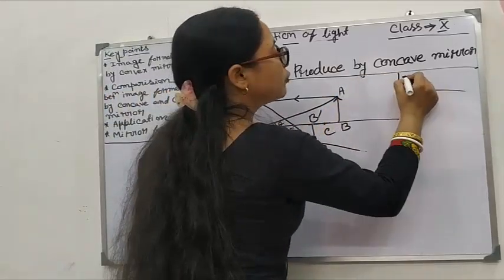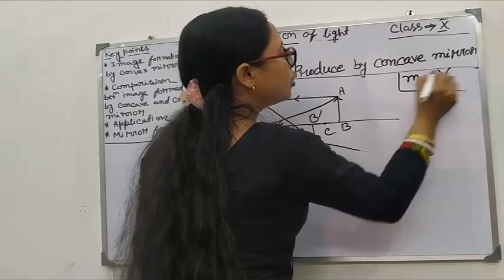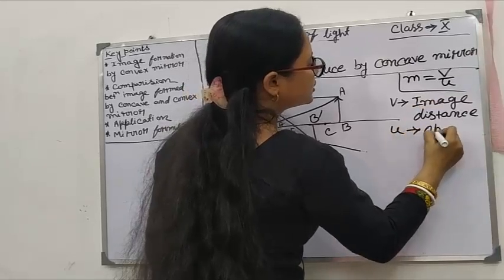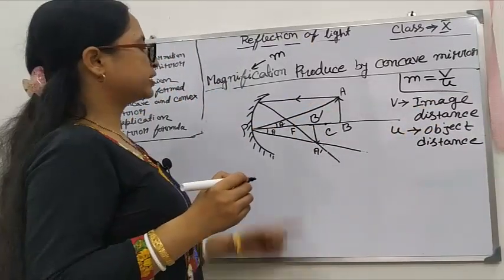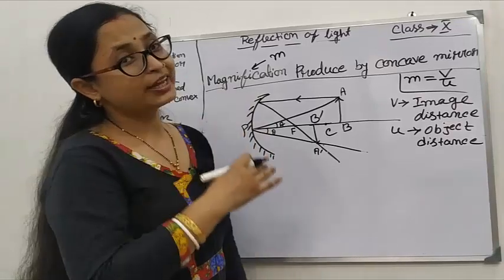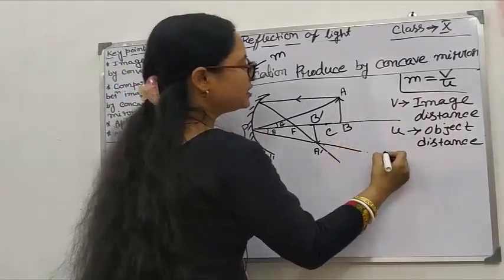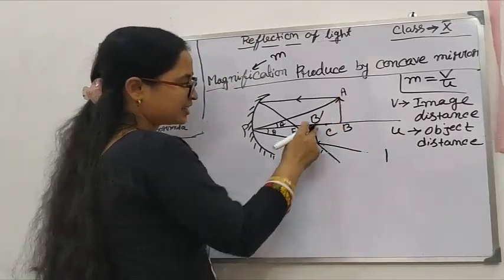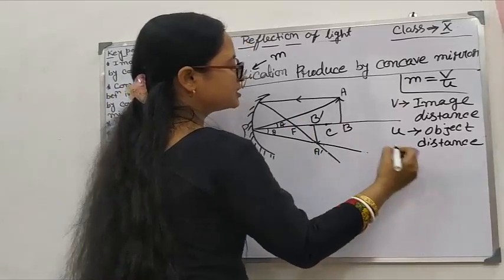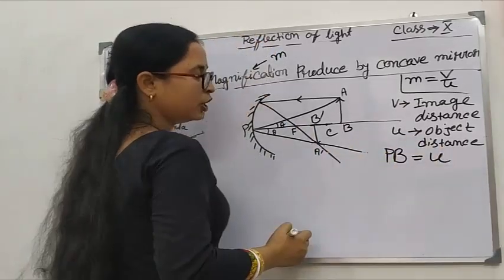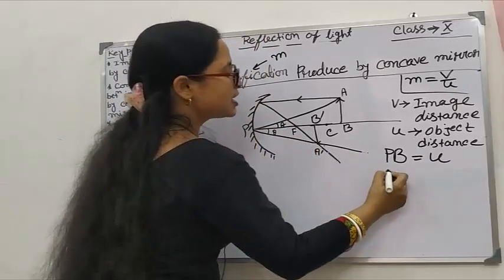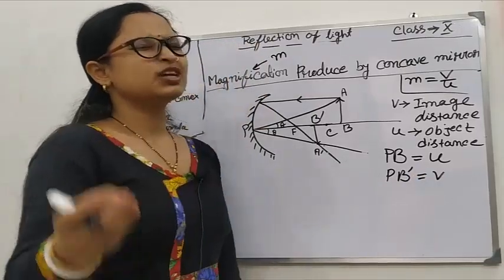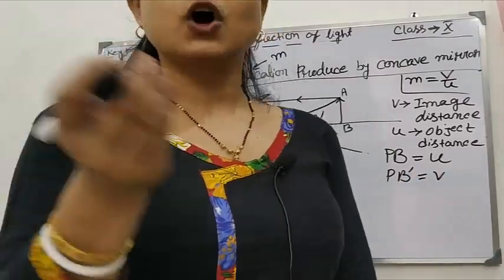We have to find here the formula m is equal to v by u, where v means image distance, u means object distance. Now from this figure, can you tell me which is the object distance? Here object distance means PB. AB is our object and image is A dash B dash. So object distance is PB, which is represented as u, and image distance is PB dash, which is represented by v.